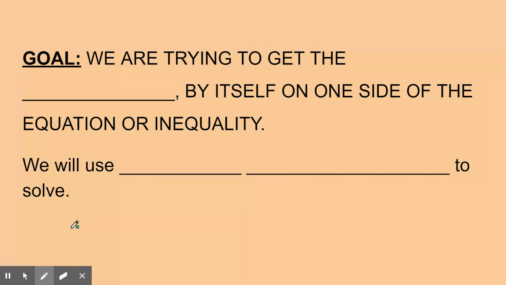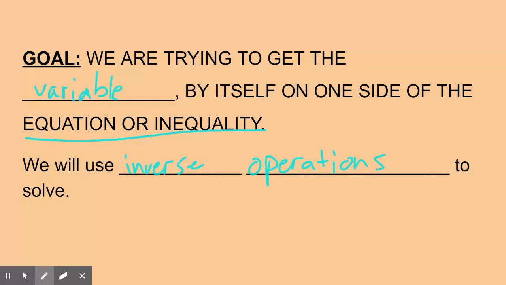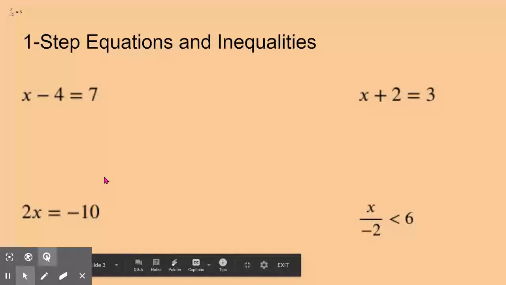We are trying to get the variable by itself on one side of the equation or inequality. For two-step, we're going to go over both equations and inequalities today. We are going to use inverse operations in order to solve, just like before. To refresh your memory, let's take a look at one-step equations.